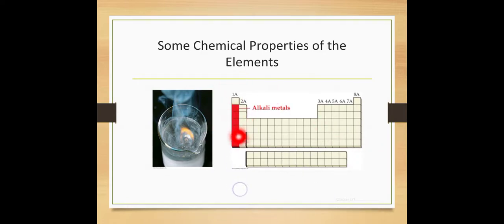These are the alkali metals. So let's look at some chemical properties and physical properties of the alkali metals. Except hydrogen, all the elements in group 1A are alkali metals.